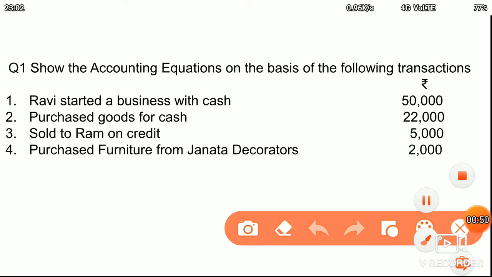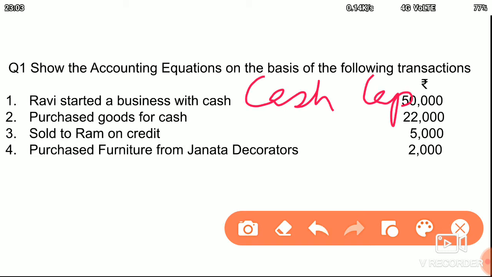Let me start with the first transaction. Number one, Ravi started a business with cash. So Ravi is the owner here. He brings money into the business for starting the business, and he has brought cash. So if you look from the business point of view, there will be two accounts that will get affected. That is the cash account and the capital account. Ravi has brought cash into the business, so the business is receiving cash. So cash will increase in the business.